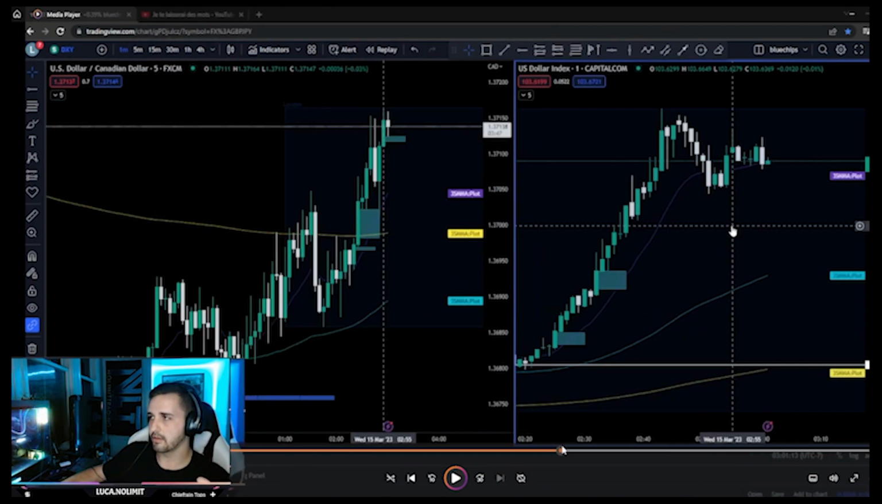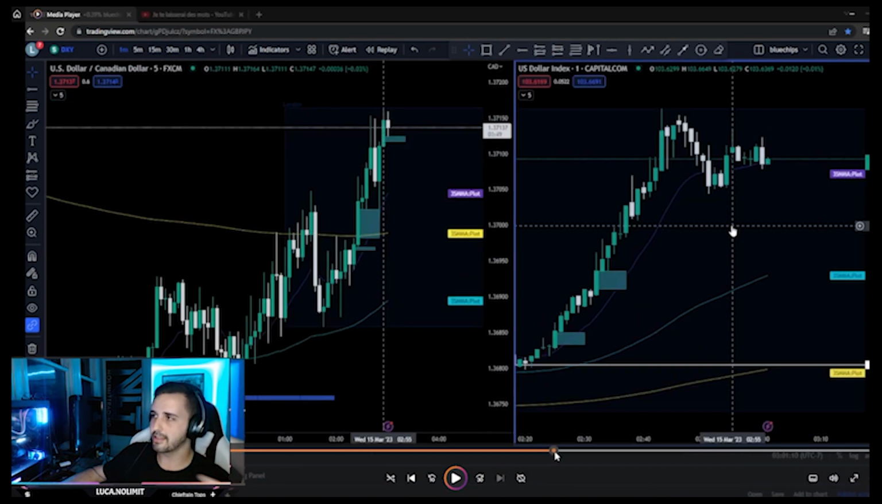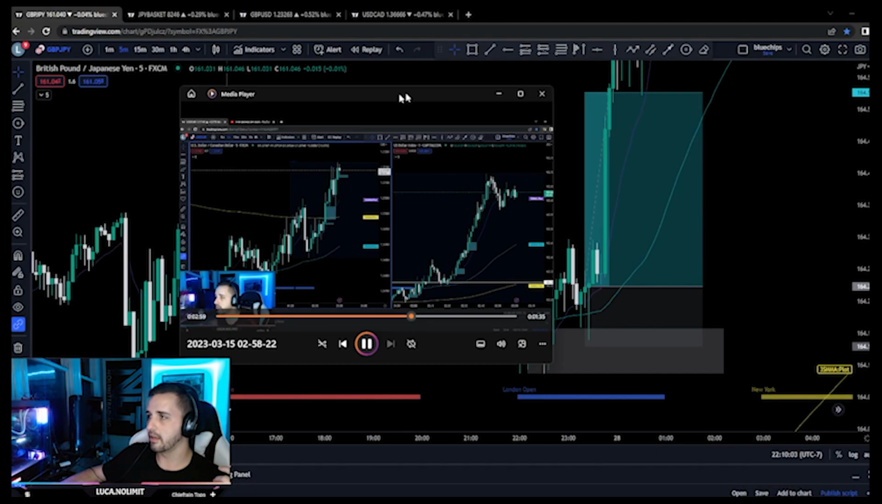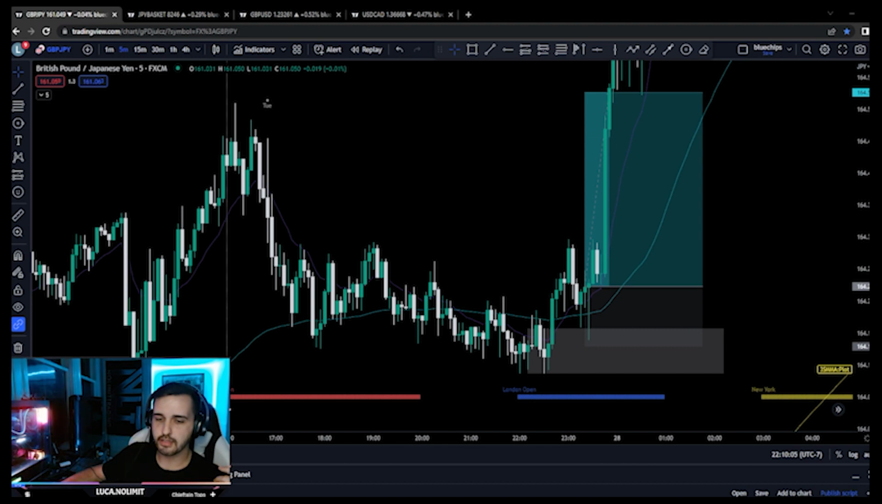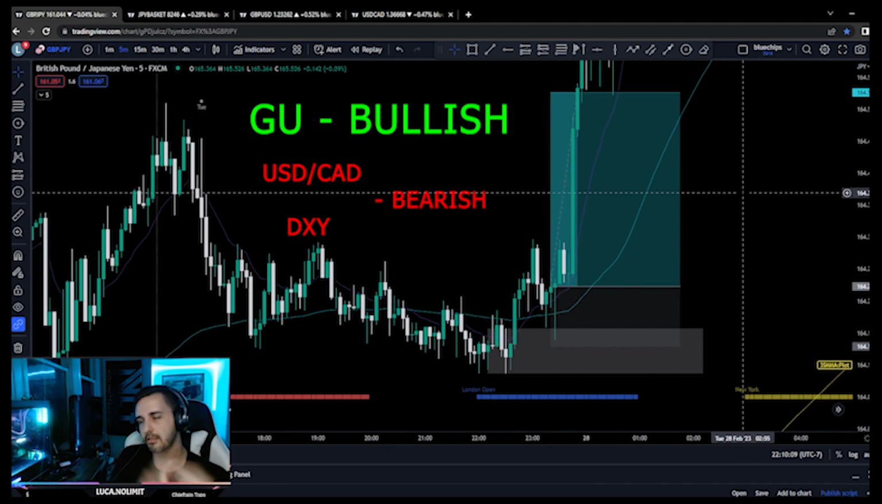inverse correlated pairs. So for this one, once again, we're catching a GU trade. I was using USD CAD and the US dollar index, which is the DXY, as inverse correlated pairs to find my entry. And I'm gonna go over why that's important. If you don't know that, that's just one thing to go and write down right off the bat: GU's inverse correlated pairs, USD CAD and DXY.